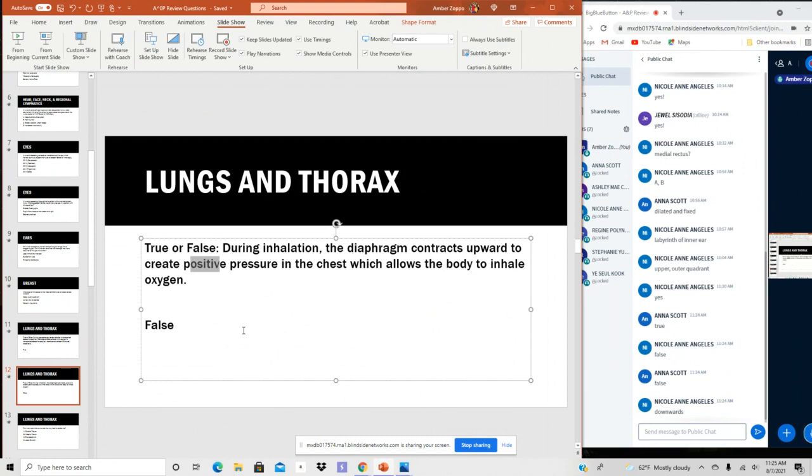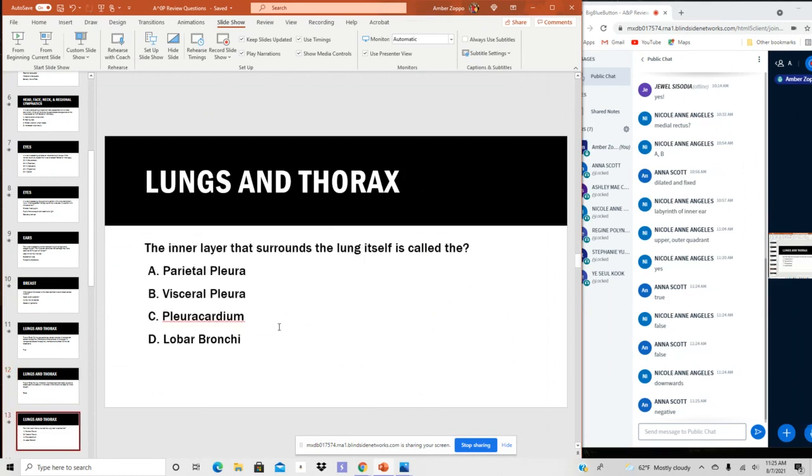Is it positive or negative? What do you guys think? Negative, right? The diaphragm contracts downwards to create a negative pressure in the chest, which allows the body to inhale oxygen. Good.